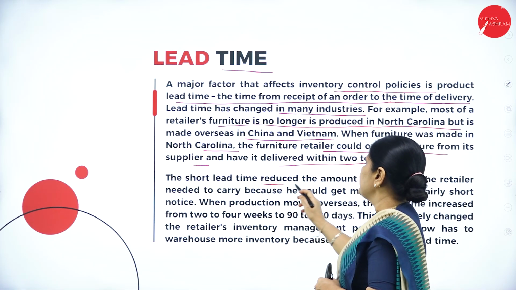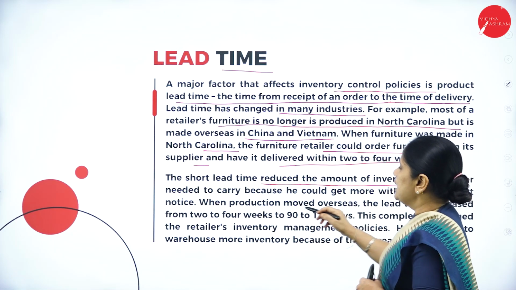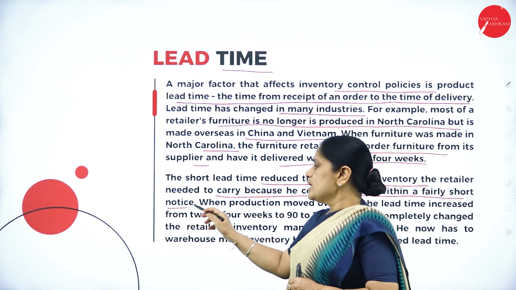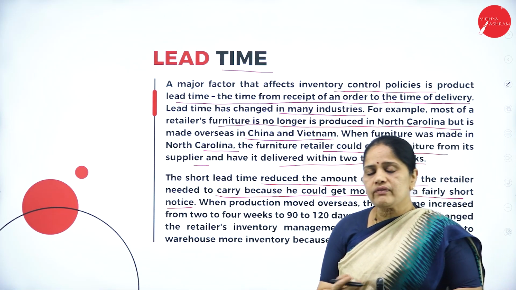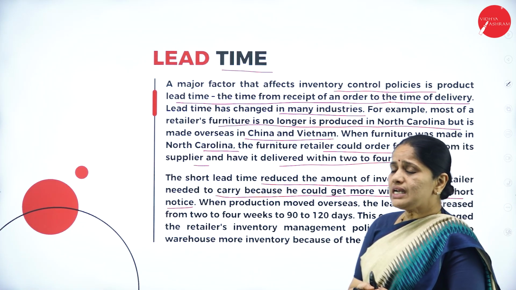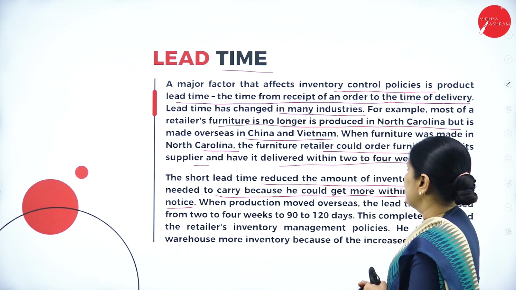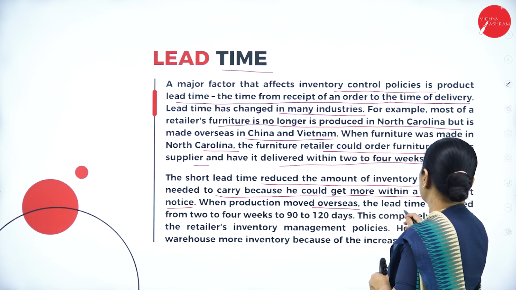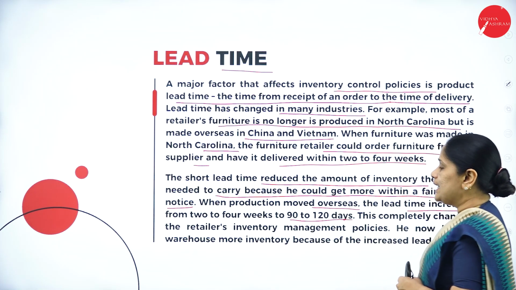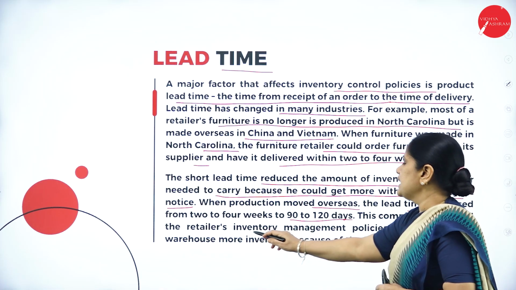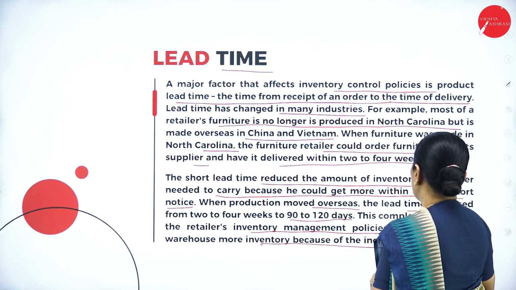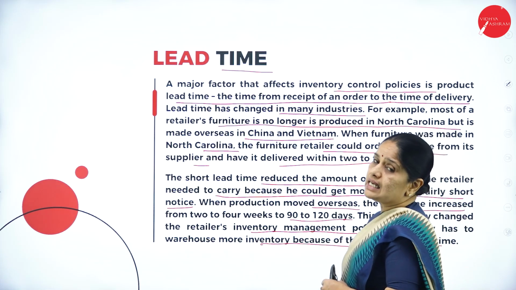The short lead time reduced the amount of inventory the retailer needed to carry because he could get more within a fairly short notice. So he could get all the products he had ordered within a short span of 2 to 4 weeks. So there was no necessity to carry a lot of inventory. When production moved overseas, the lead time increased from 2 to 4 weeks to 90 to 120 days. This completely changed the retailer's inventory management policy. He now has to warehouse more inventory because of the increased lead time.